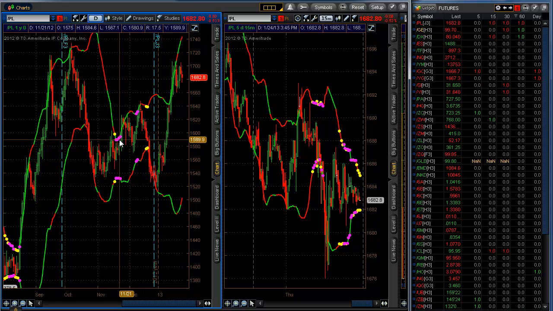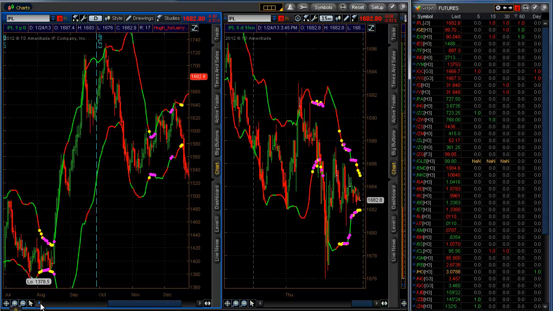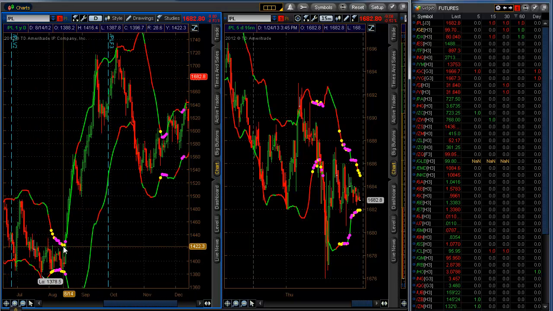Put it back to a daily, and here was a momentum break to the upside, and here was that momentum break to the downside. Here was another one back in August. Here was a momentum break to the upside. So this kind of tool can really help your trading, take a lot of the work out of it for you, and we use it day in and day out for our day trading and our swing trading.